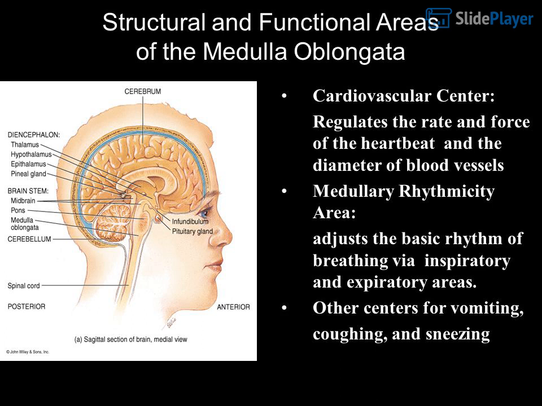Structural and functional areas of the medulla oblongata. Cardiovascular center: regulates the rate and force of the heartbeat and the diameter of blood vessels. Medullary rhythmicity area: adjusts the basic rhythm of breathing via inspiratory and expiratory areas. Other centers for vomiting, coughing, and sneezing.